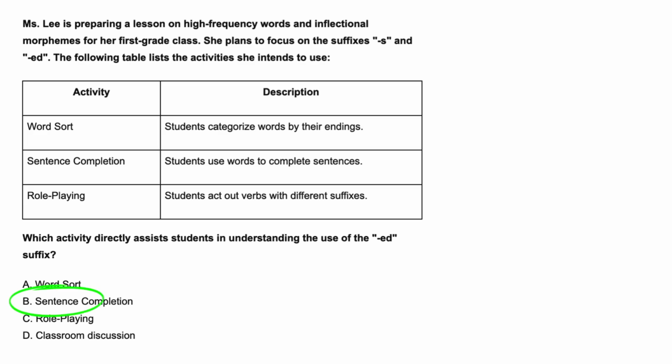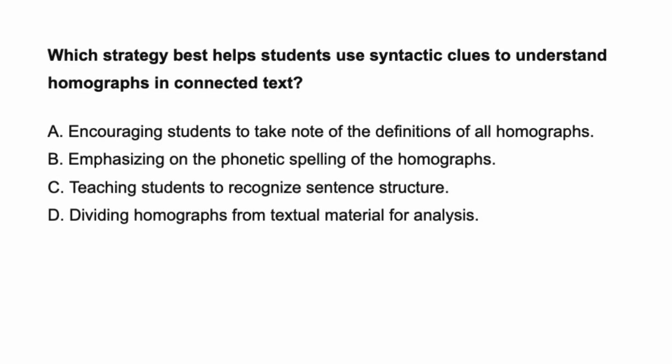The correct answer here is B, sentence completion activities where students use words with the ed suffix in order to help them understand its application in past tense formation, which enhances their grasp of how this inflectional morpheme functions in context. Next question, which strategy best helps students use syntactic clues to understand homophones in connected text?